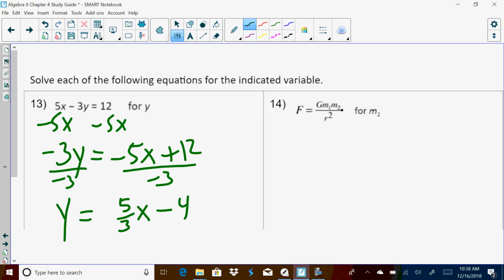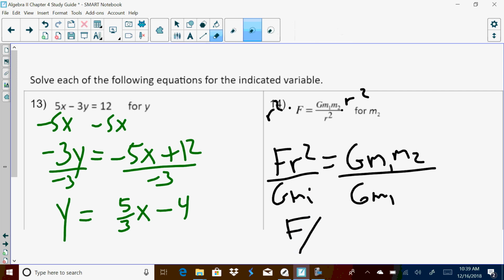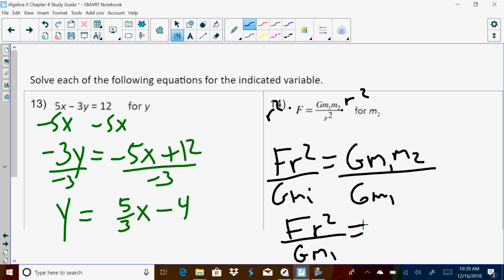For the next one, the first thing I did was multiply by r squared. So I have f times r squared equals g m sub 1 m sub 2. So I divide by g m sub 1. So my final answer is f r squared over g m sub 1 equals m sub 2.